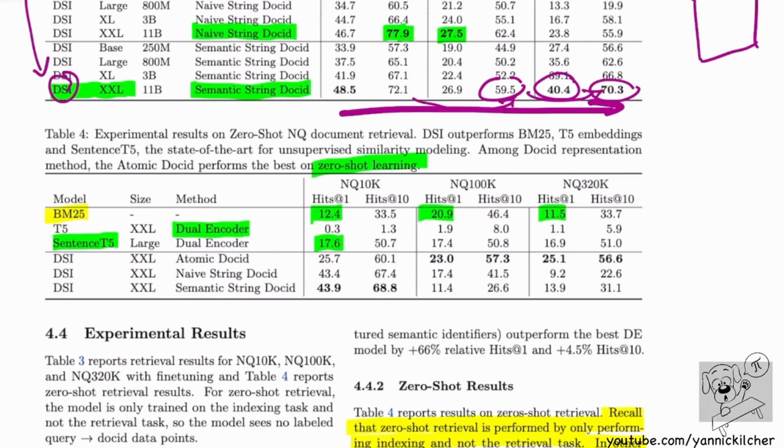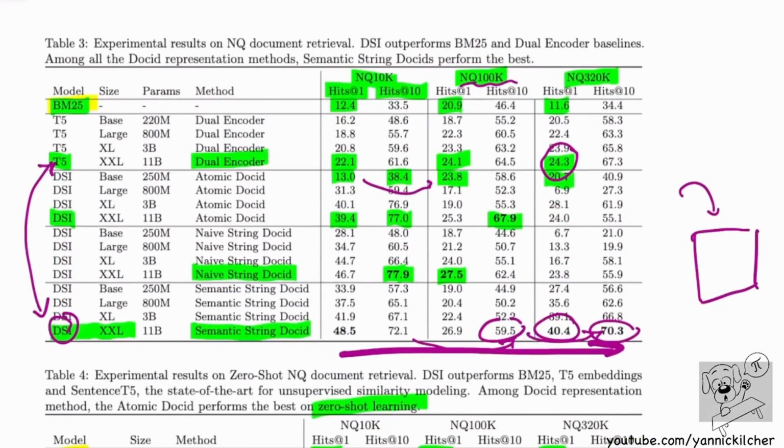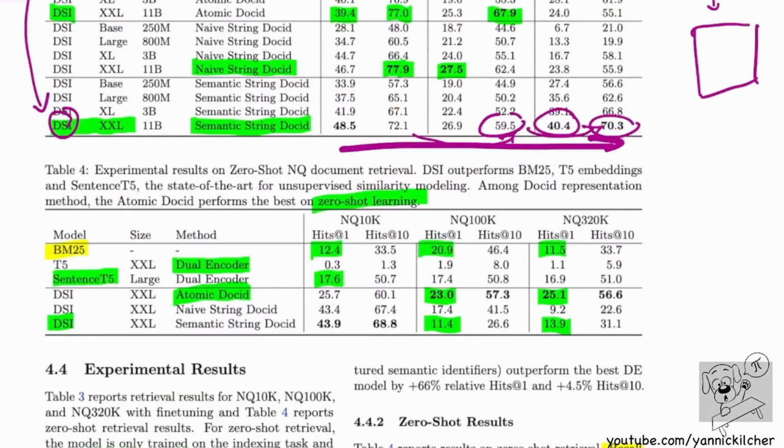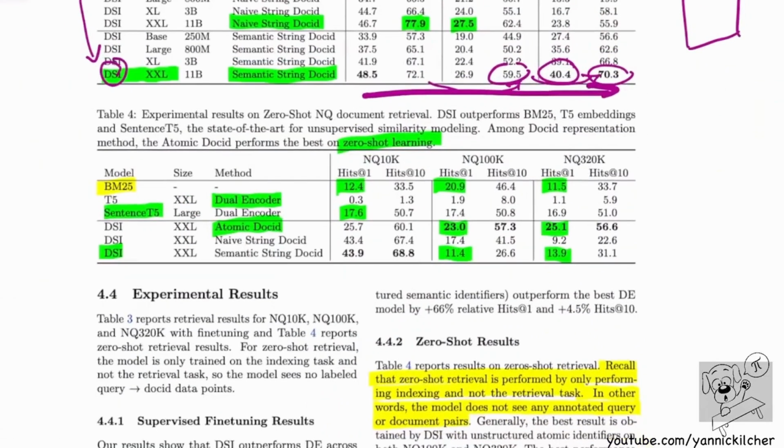But then these DSI, they really shine in this, especially here, this atomic doc ID method. For some reason, it really is really good. As you can see, it outperforms the semantic string doc ID, which was kind of the best one before, or one of the best ones. Also, this naive string doc ID was really good before. It outperforms that in a zero shot setting.